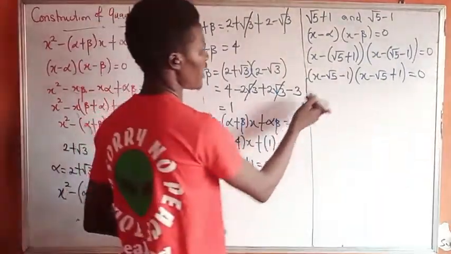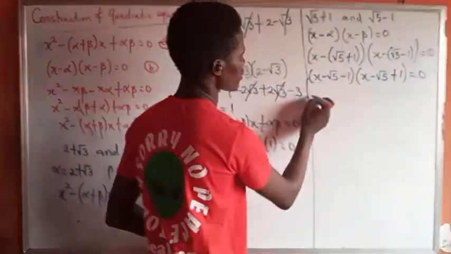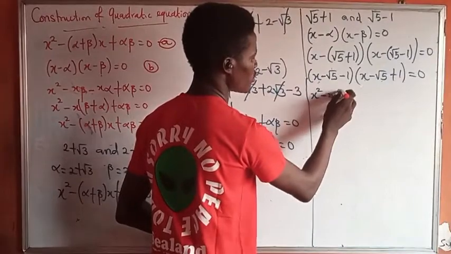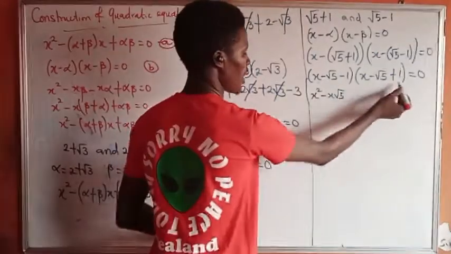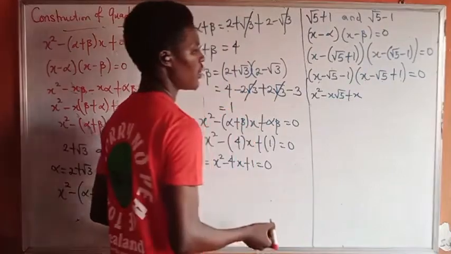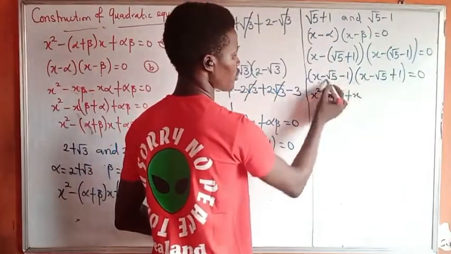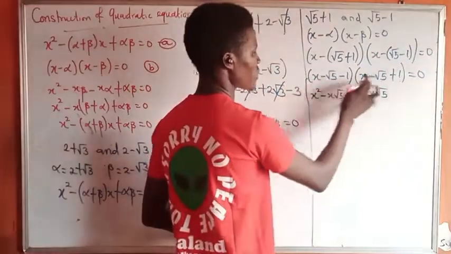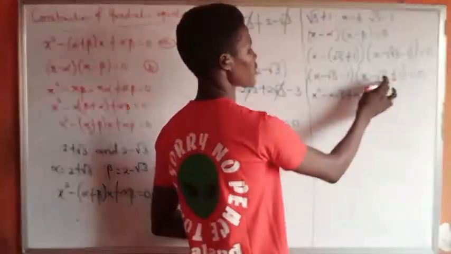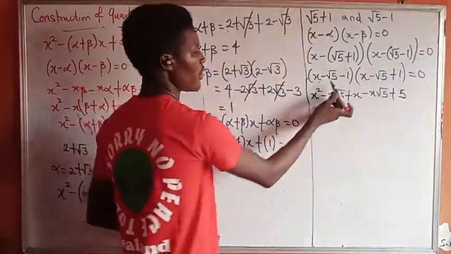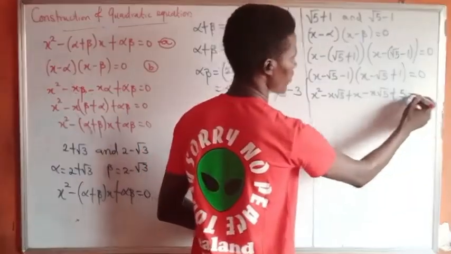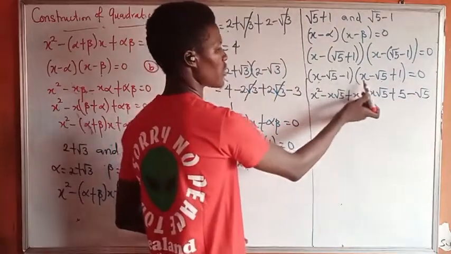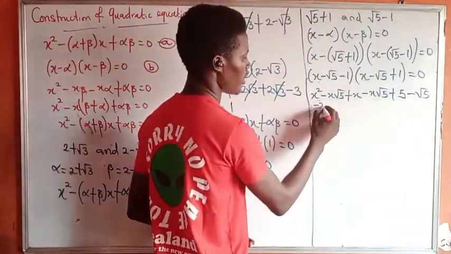So let's open this bracket together. x times x will give us x squared. x times minus root 5 will give minus x root 5. x times 1 will give plus x. Minus times minus root 5 times x will give minus x root 5. Minus times minus will give plus. Root 5 times root 5 will give 5. Minus times plus will give minus. Root 5 times 1 will give root 5. Minus 1 times x will give minus x.